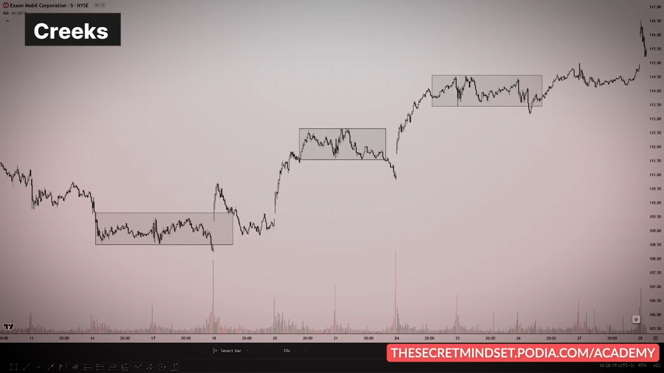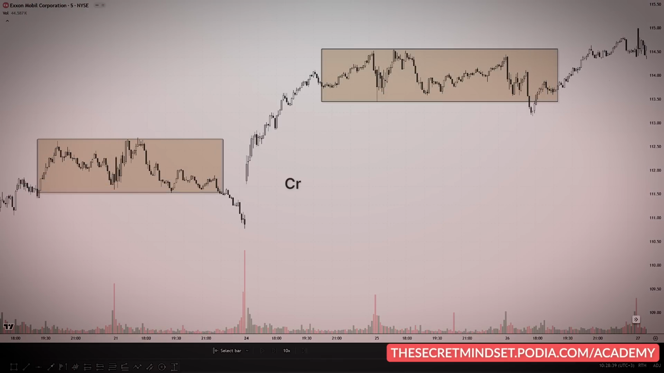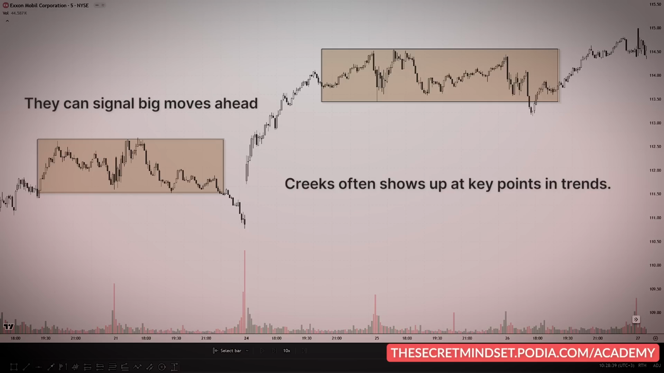One advanced concept is the creek. This is a small, tight trading range that forms after a big move. It's like a pause in the action, but it's not random. It often shows up at the key points in trends. Creeks can be hard to spot if you're not looking for them. They might look like normal price action, but they can signal big moves ahead.